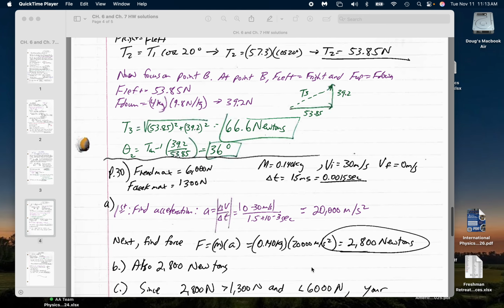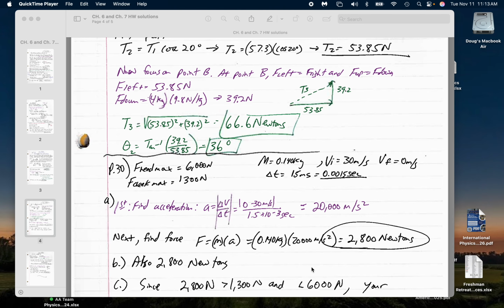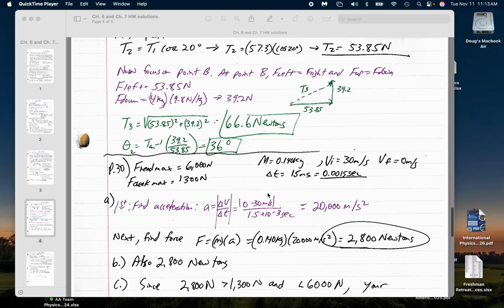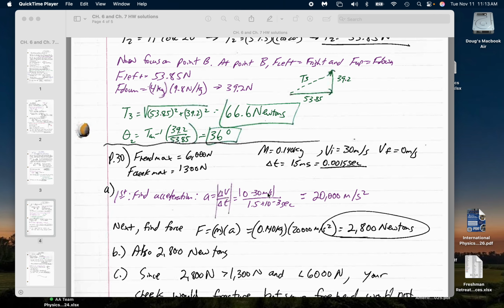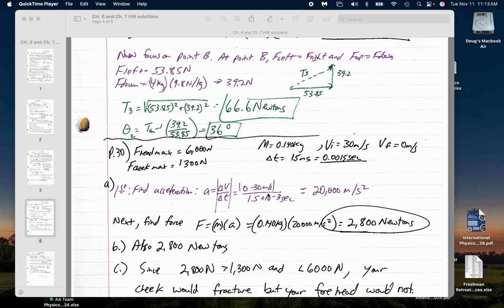Problem 30 is about a forehead withstanding a blow. I think I put a picture for that on your syllabus. So it can withstand a force of 6,000 newtons. The cheekbone can only withstand 1,300 newtons. So it says a 140-gram baseball, 0.140 kilograms, is moving 30 meters per second, strikes your head, and stops in 1.5 milliseconds. So that's 0.0015 seconds.